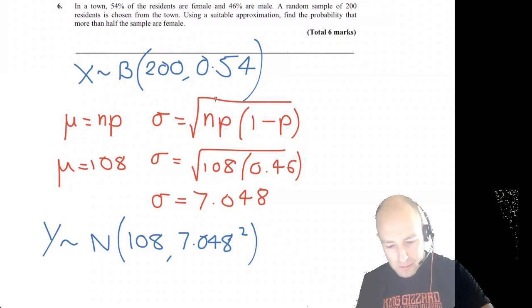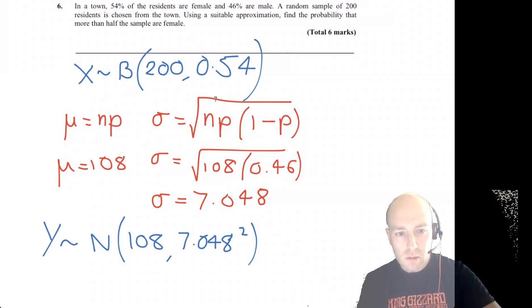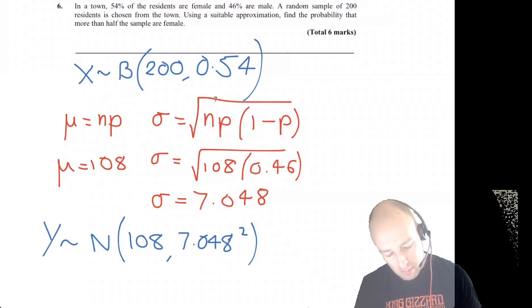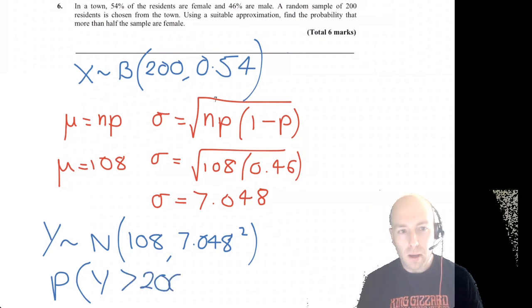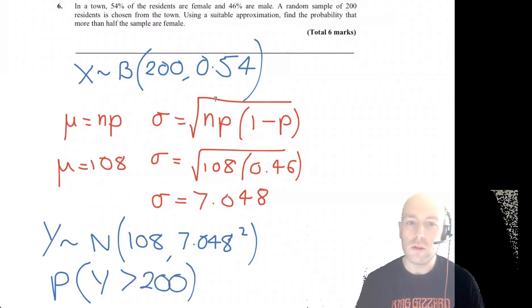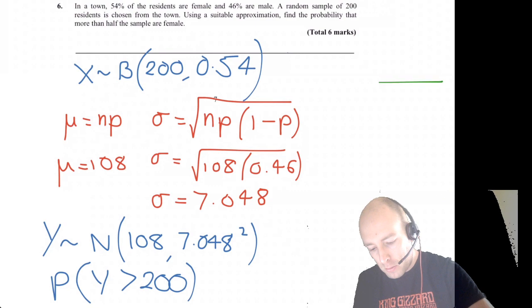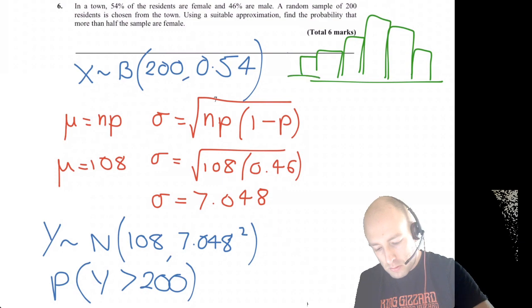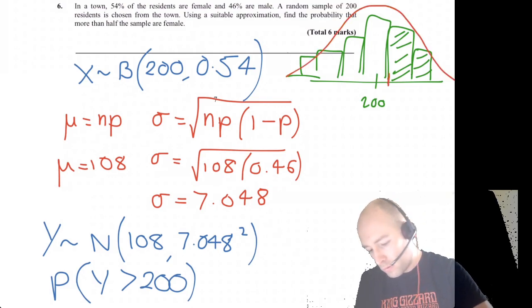Cool. All right, so we want to find the probability that more than half of the sample are female. So half the sample is going to be 200. So we want to find the probability that y is greater than 200. But because it's a normal approximation, we need to do a continuity correction. So if you remember how we do that, you think about a binomial. We want more than 200. So we actually want, on normal distribution, more than 200.5.